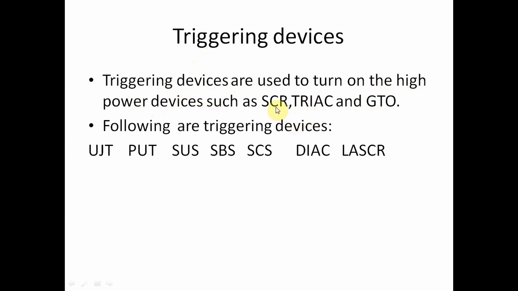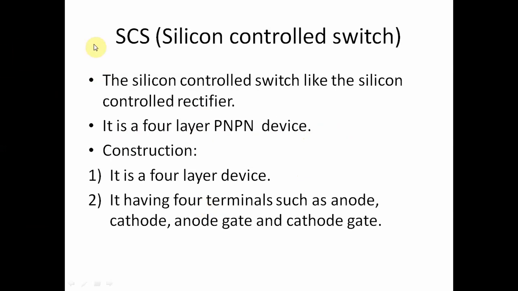In lecture number one we already studied the SCR. In lecture number three we studied the TRIAC, and in lecture number four we studied the GTO. Now these are some triggering devices: UJT, PUT, SUS, SBS, SCS, DIAC and LASR. These triggering devices are used to turn on the SCR, TRIAC and DIAC. Now we will study the first triggering device, the SCS.